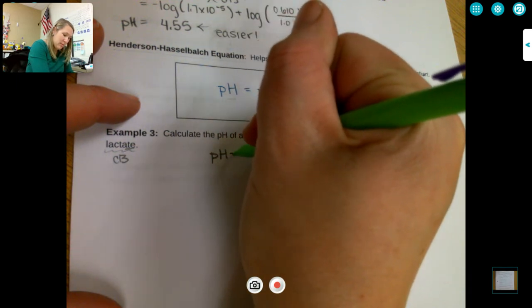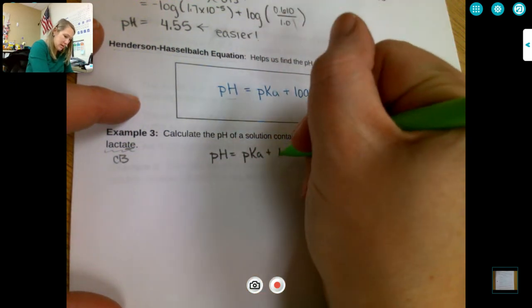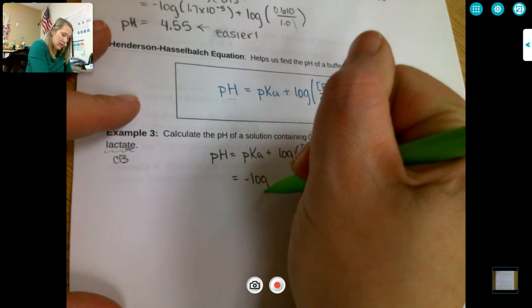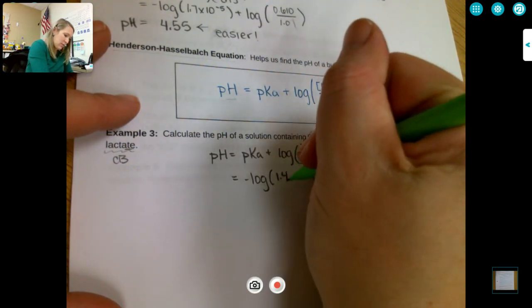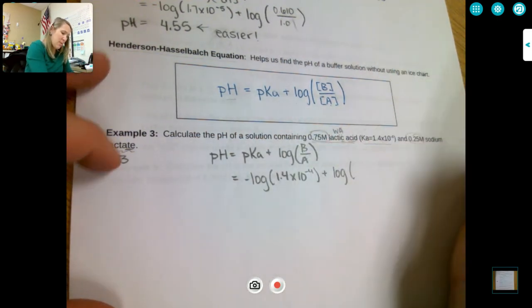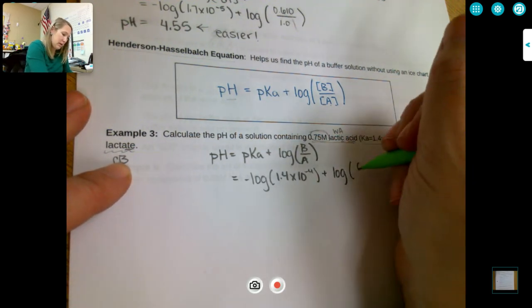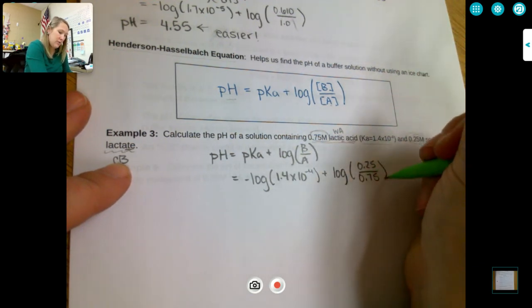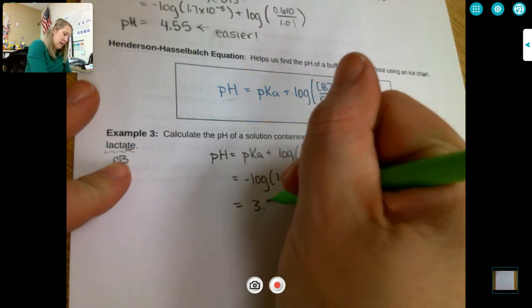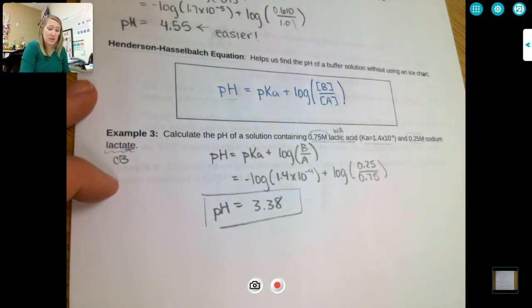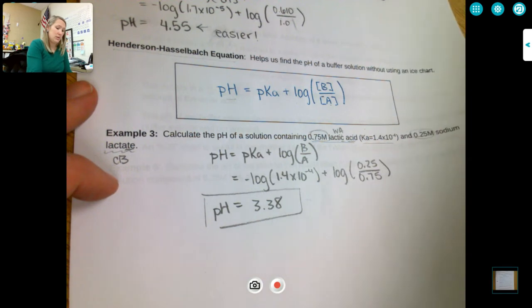So I can figure out my pH by taking my pKa plus my log of my base over my acid. So negative log of my Ka, 1.4 times 10 to the negative 4, plus the log of my base, so my conjugate base is my lactate, my 0.25, over my acid, which is my weak acid, my 0.75. And when I plug this in, I get 3.38 for my pH. That's way easier than making an ice chart. What else kind of questions could we get asked with buffers?